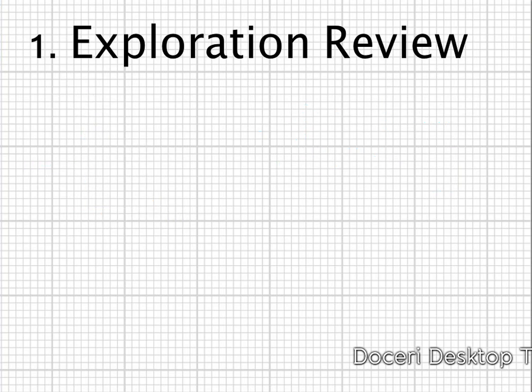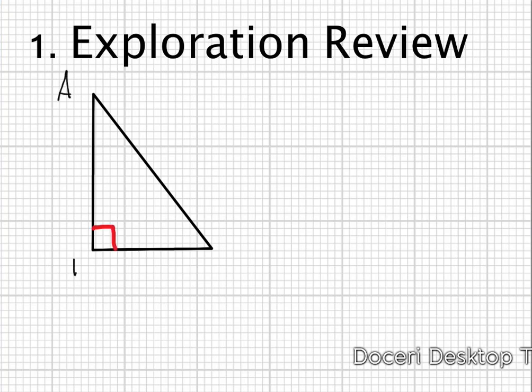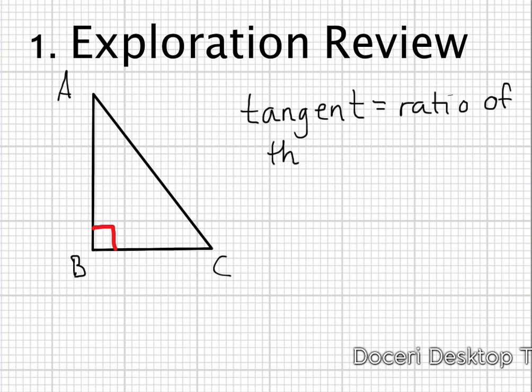So when we talk about sine, cosine, and tangent themselves, let's first talk about tangent. Tangent is generally the one that's easiest to understand. So when we say the tangent, what we're talking about is the tangent ratio. And this is a ratio of the two legs of a right triangle.